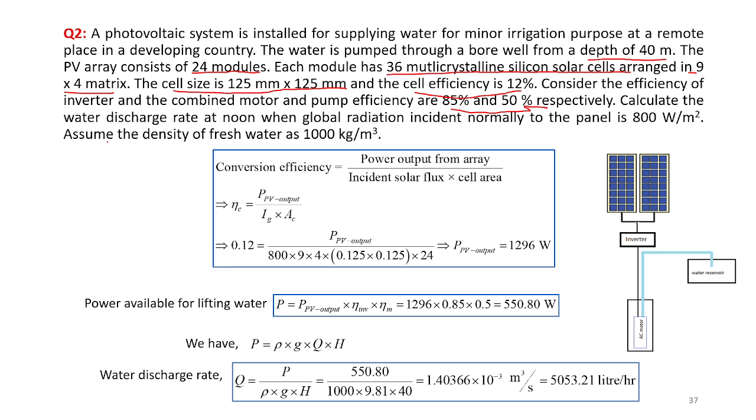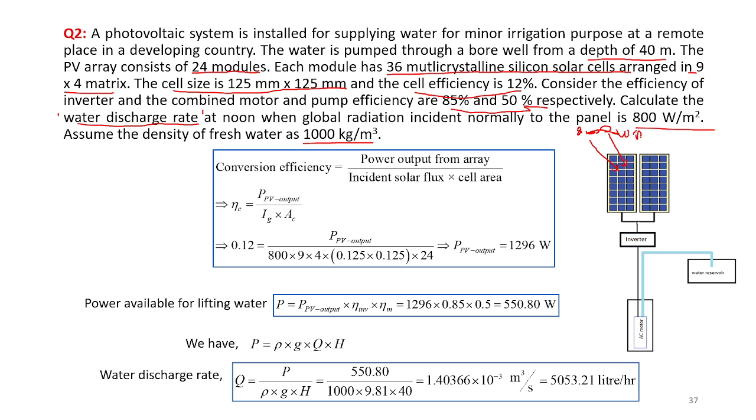Now we have to calculate the water discharge rate. We have to calculate this at noon, when the global radiation incident normally on the panel is 800 watt per meter square. Assume the density of fresh water to be 1000 kg per meter cube. So what are the given parameters in the question? The flux value has been given: 800 watt per meter square.